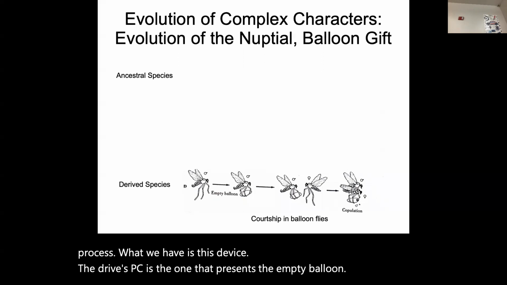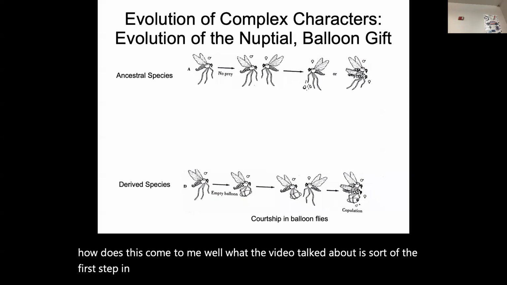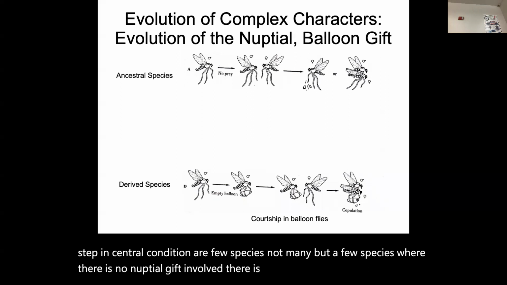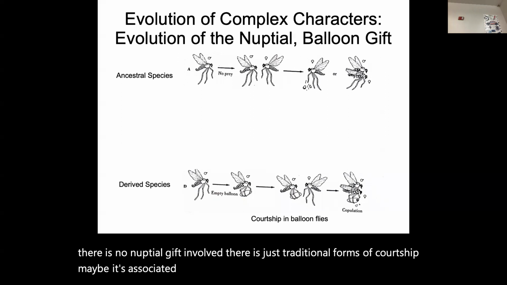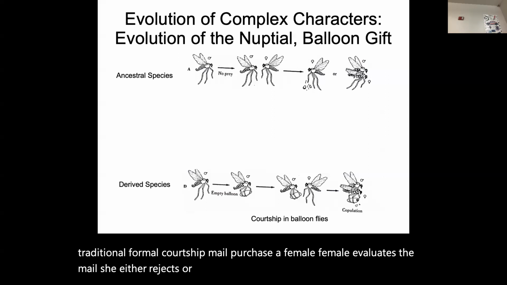How does this come to be? Well, what the video talked about is sort of the first step and the most widely observed case. Well, actually, no, I'm sorry, not the first step. The ancestral condition: there are a few species, not many, but a few, where there is no nuptial gift involved. There is just traditional courtship. Maybe it's associated with a dance, maybe with pheromones, but just a traditional form of courtship. The male approaches, the female evaluates the male. She either rejects or accepts, and if she accepts, they mate.